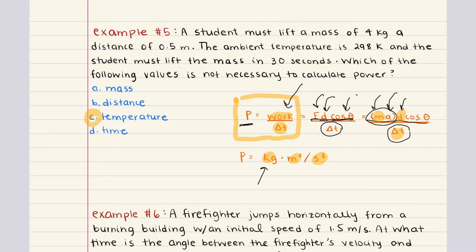Kilogram is the SI unit for mass, meter is the SI unit for distance, and second is the SI unit for time. And so just from the units of power, you can determine that you need mass, distance, and time to calculate power, but you do not need temperature. And that's why the answer to problem 5 is answer choice C.